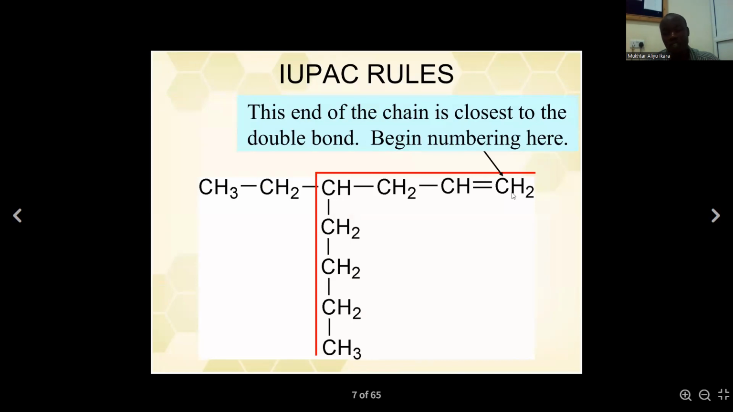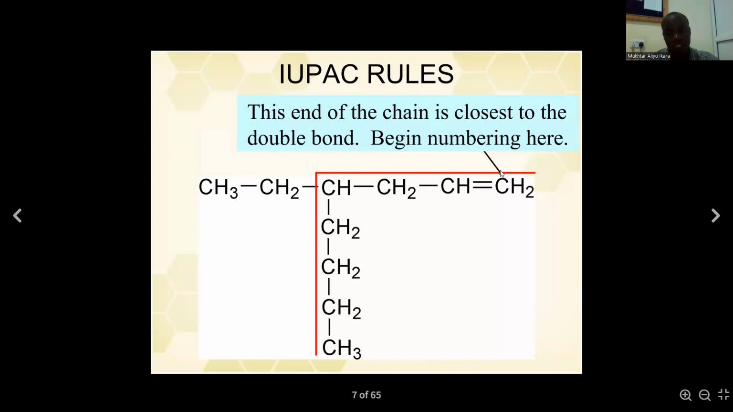Because if you look at it, this is the carbon that is very near to the double bond. So that's why we are starting here. We cannot start here because we always try to get the carbon with the lowest number. We can only start from here, because if we started from here, the position of the double bond would be indicated at carbon 7. So that is why we have to start from here.